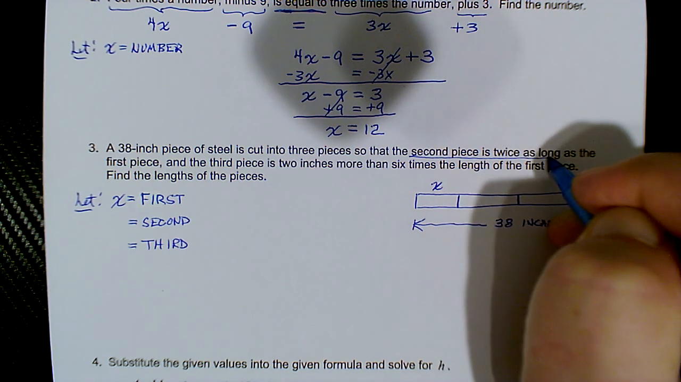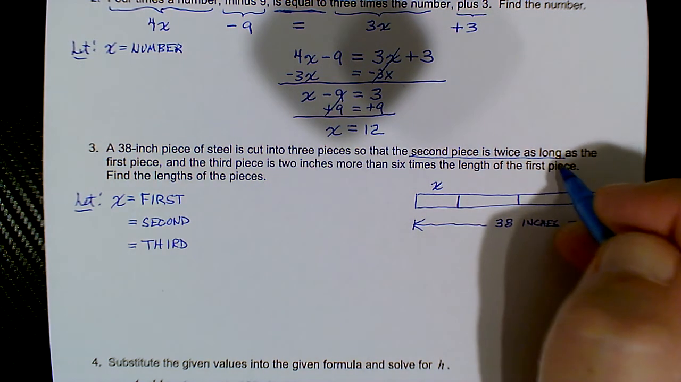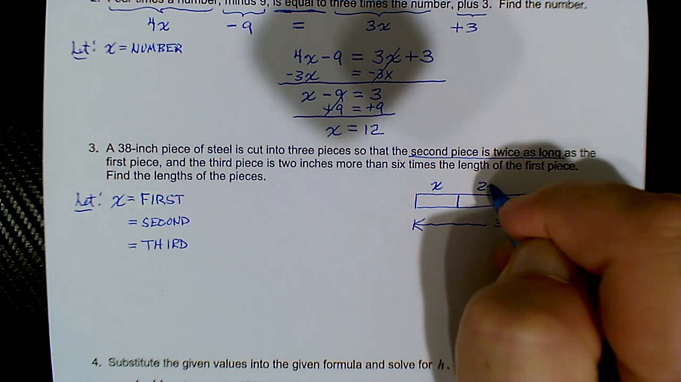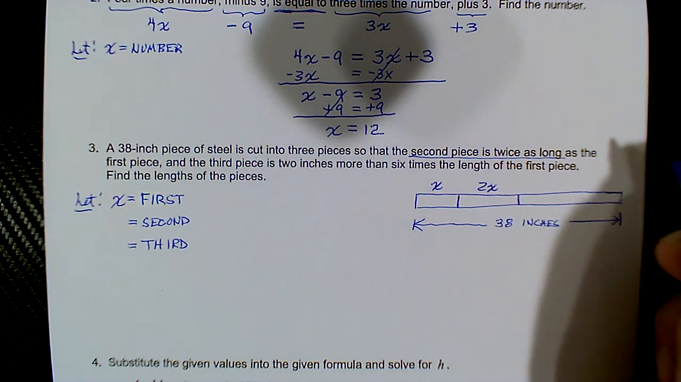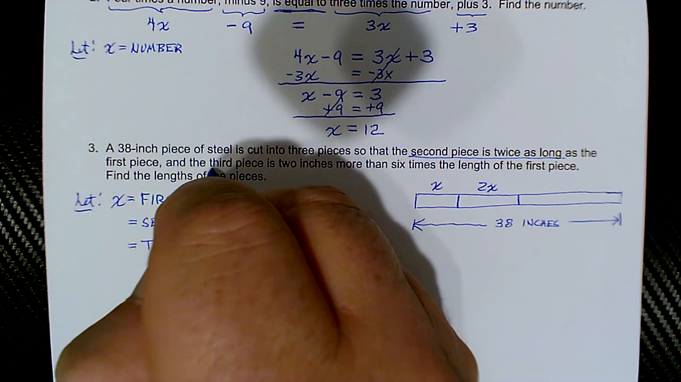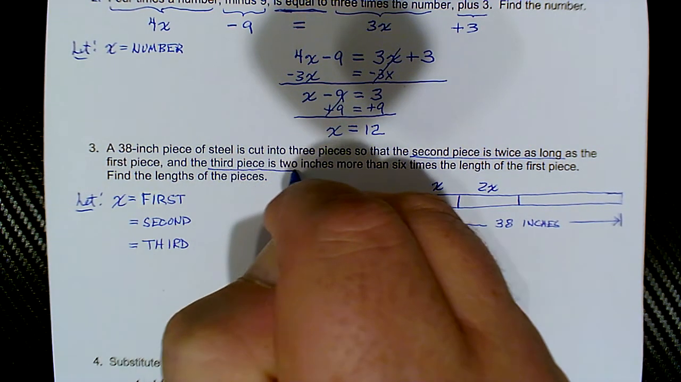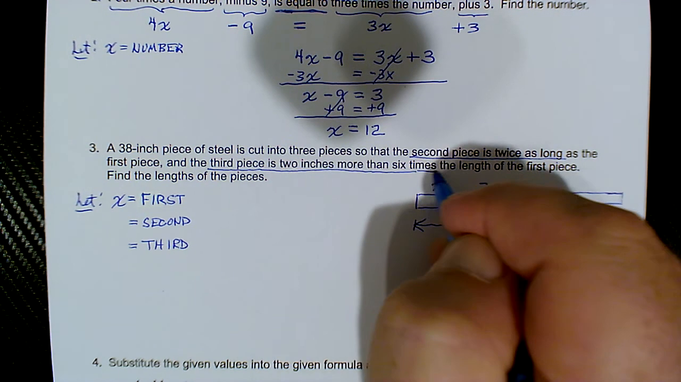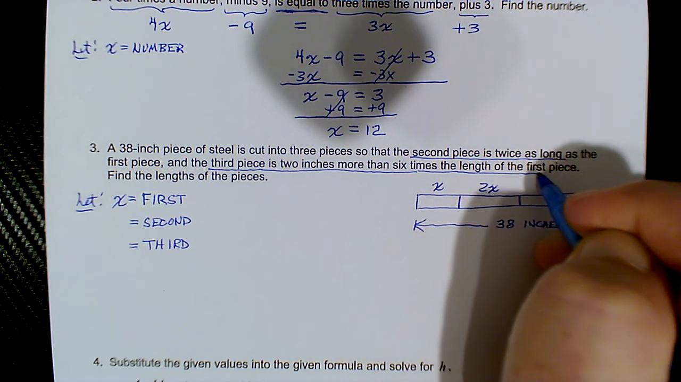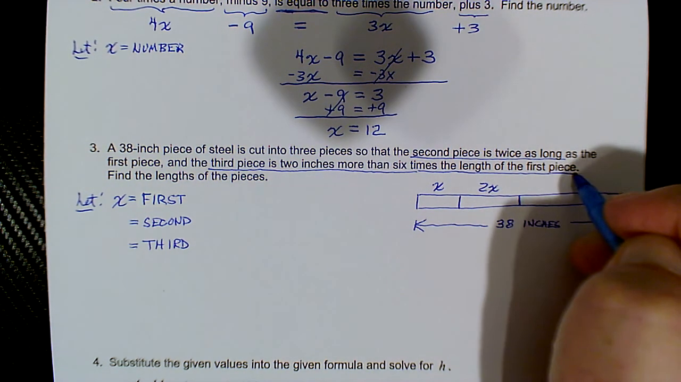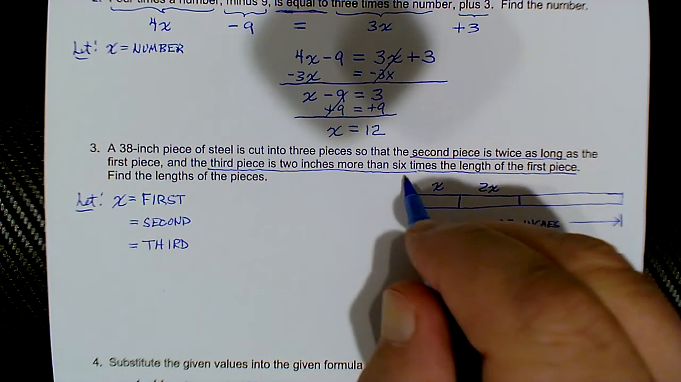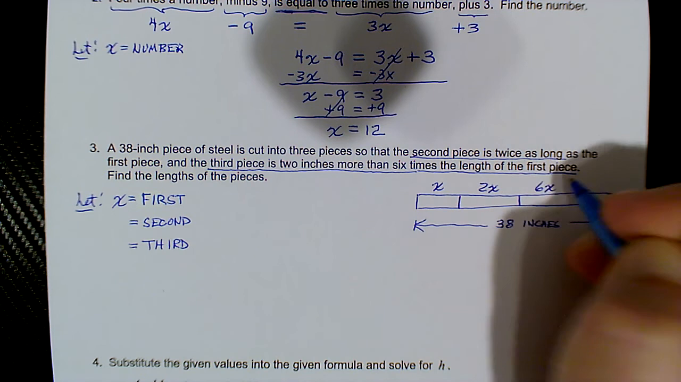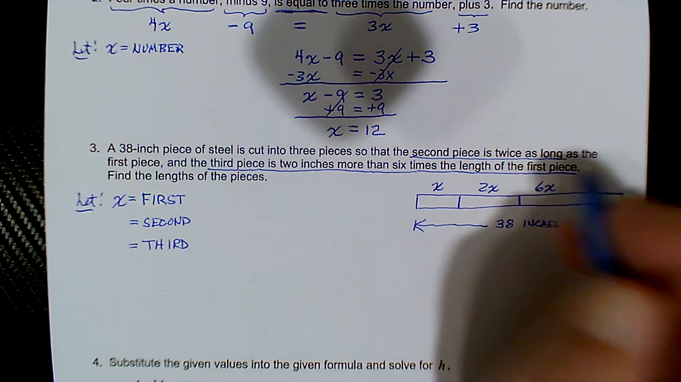And that's all there is to it. It's just twice as long. So if the first piece is x, twice as long as that is just 2x. And then we have to be a little bit careful here when talking about the third piece. It's 2 inches more than 6 times the first. Okay? So 6 times the first piece is 6x, and it's 2 inches more than that. So therefore 6x plus 2.